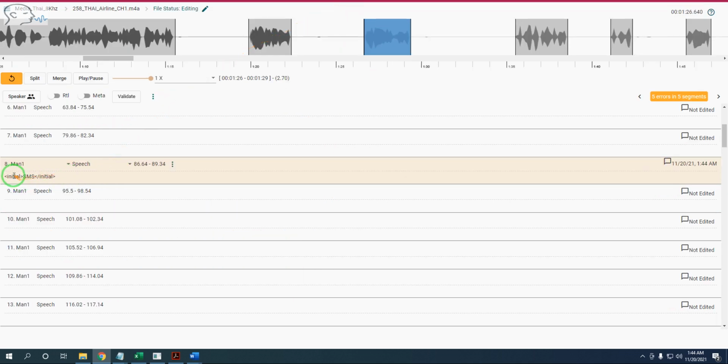So the SMS should be initial. Then after we put the initial, we put the English tag again also, because this SMS is made of English letters. That's why first we put the initial. After that we put again the English tag.